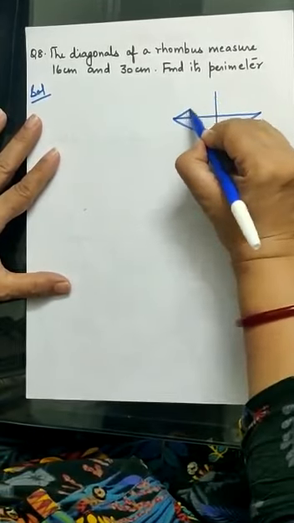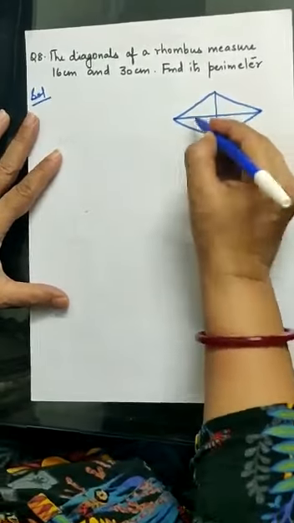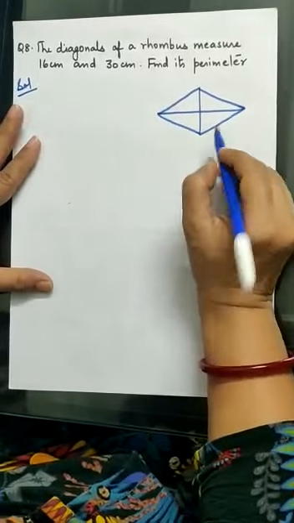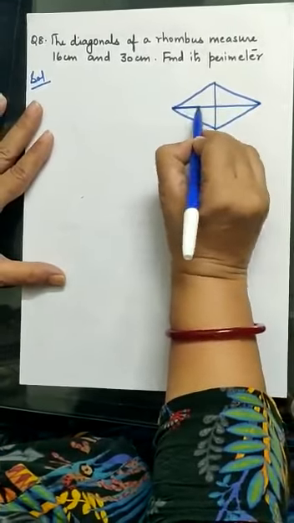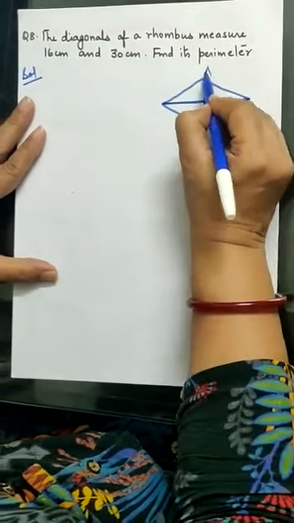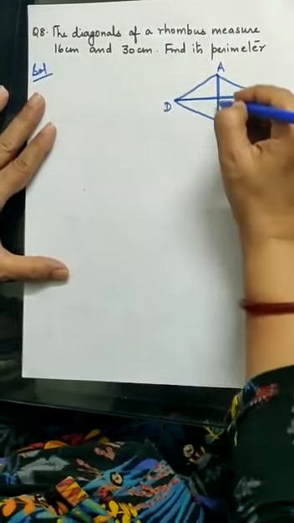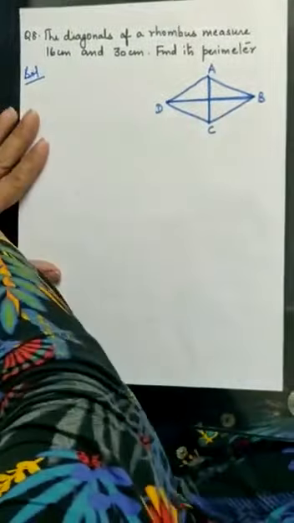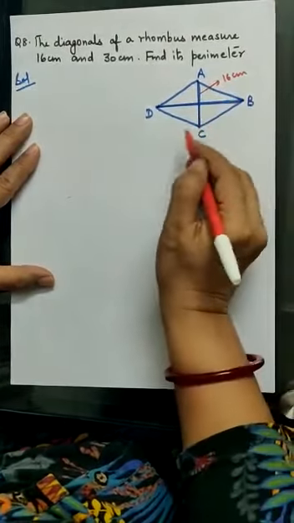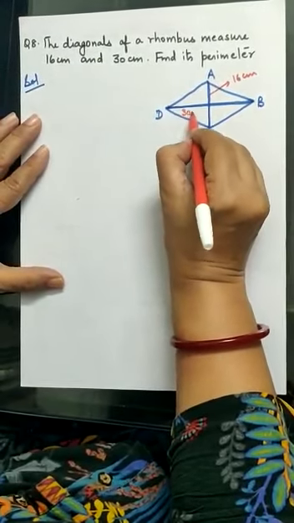I am drawing the rhombus. What is rhombus? It is a four-sided figure and all the four sides are of equal length. This side, this side, this side, this side, they have the same length. And these are our two diagonals. This is one diagonal and this is the second diagonal. Let us name the figure A, B, C and D. Let this AC be 16 centimeter. Okay, and let this other diagonal BD be 30 centimeter.